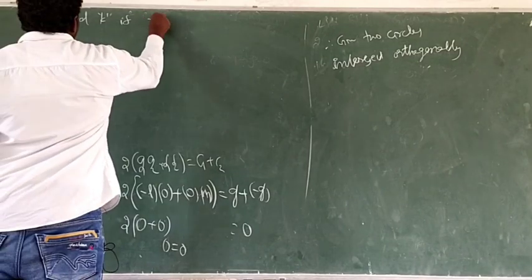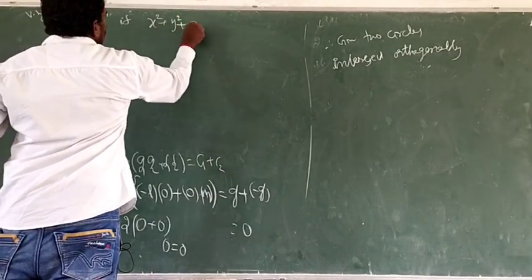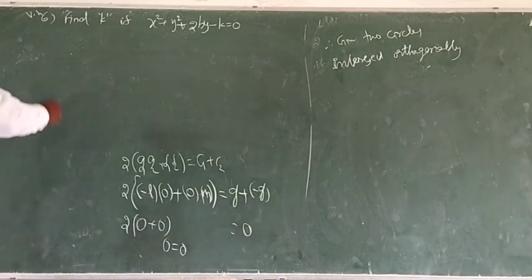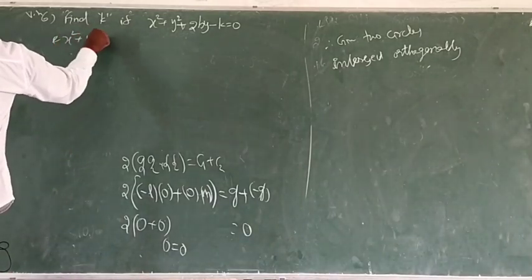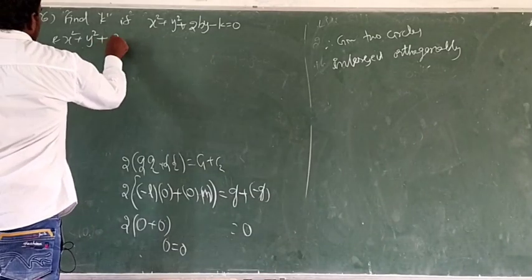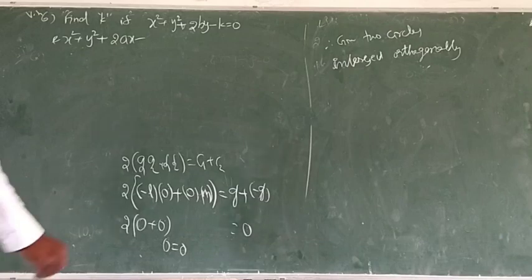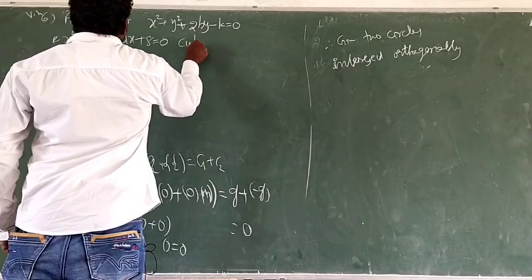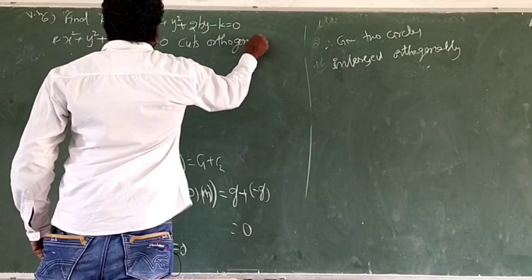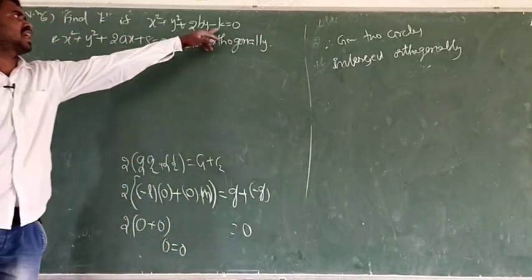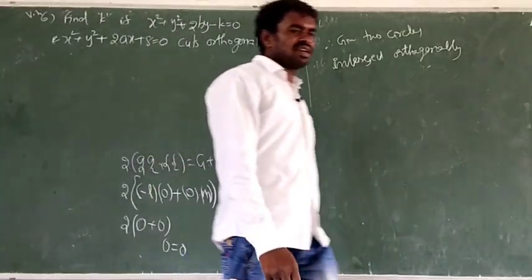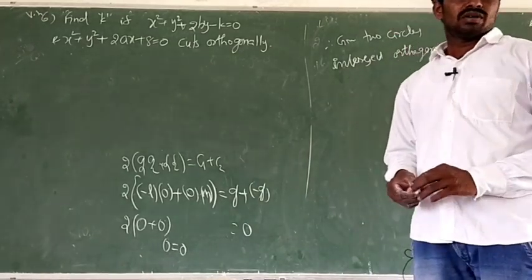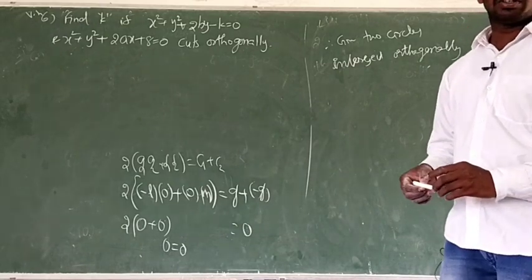Find k if x square plus y square plus 2by minus k equal to 0, and x square plus y square plus 2ax plus 8 equal to 0 cut orthogonally. So we should find the value of k. Two circles are given. How to find this? The circles are x square plus y square plus 2by minus k equal to 0, and x square plus y square plus 2ax plus 8 equal to 0.